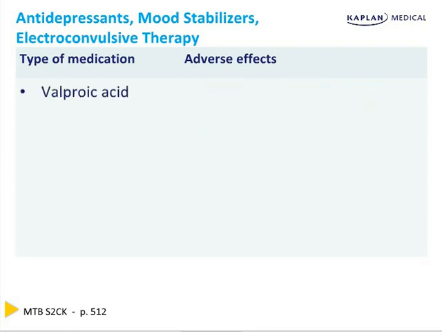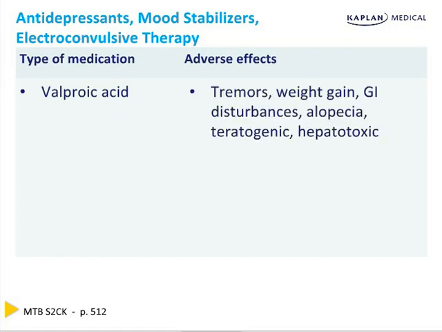Continuing on with the mood stabilizers, we'll discuss valproic acid. Here you see pretty much the same adverse effects: tremors, weight gain, GI disturbances, hepatotoxicity. So nephrotoxicity for lithium, hepatotoxicity for valproic acid. If their hair is falling out, that's probably due to valproic acid. So alopecia is unique to valproic acid. And again, unfortunately, for bipolar female patients who are pregnant, valproic acid too is teratogenic.